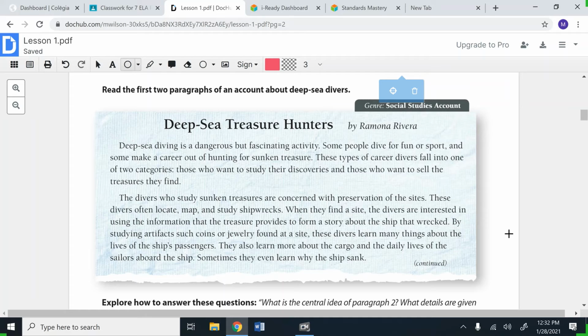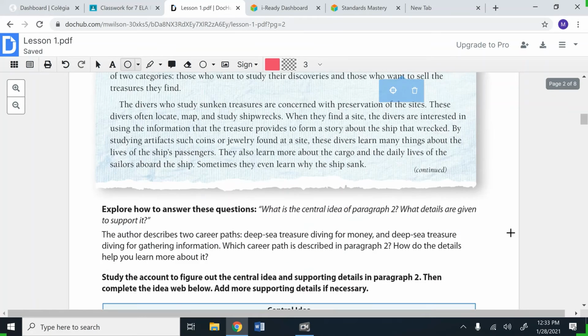The divers who study sunken treasures are concerned with preservation of the sites. These divers often locate, map, and study shipwrecks. When they find a site, the divers are interested in using the information that the treasure provides to form a story about the ship that wrecked. By studying artifacts such as coins or jewelry found at a site, these divers learn many things about the lives of the ship's passengers. They also learn more about the cargo and the daily lives of the sailors aboard the ship. Sometimes they even learn why the ship sank.